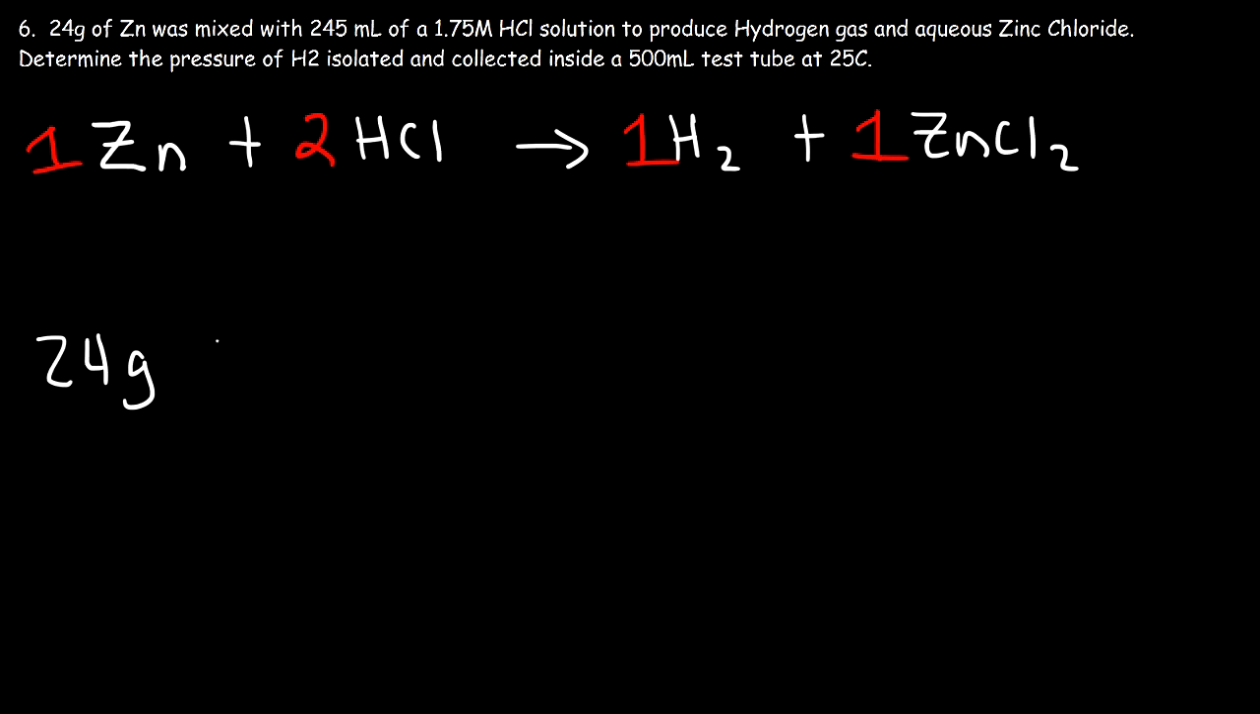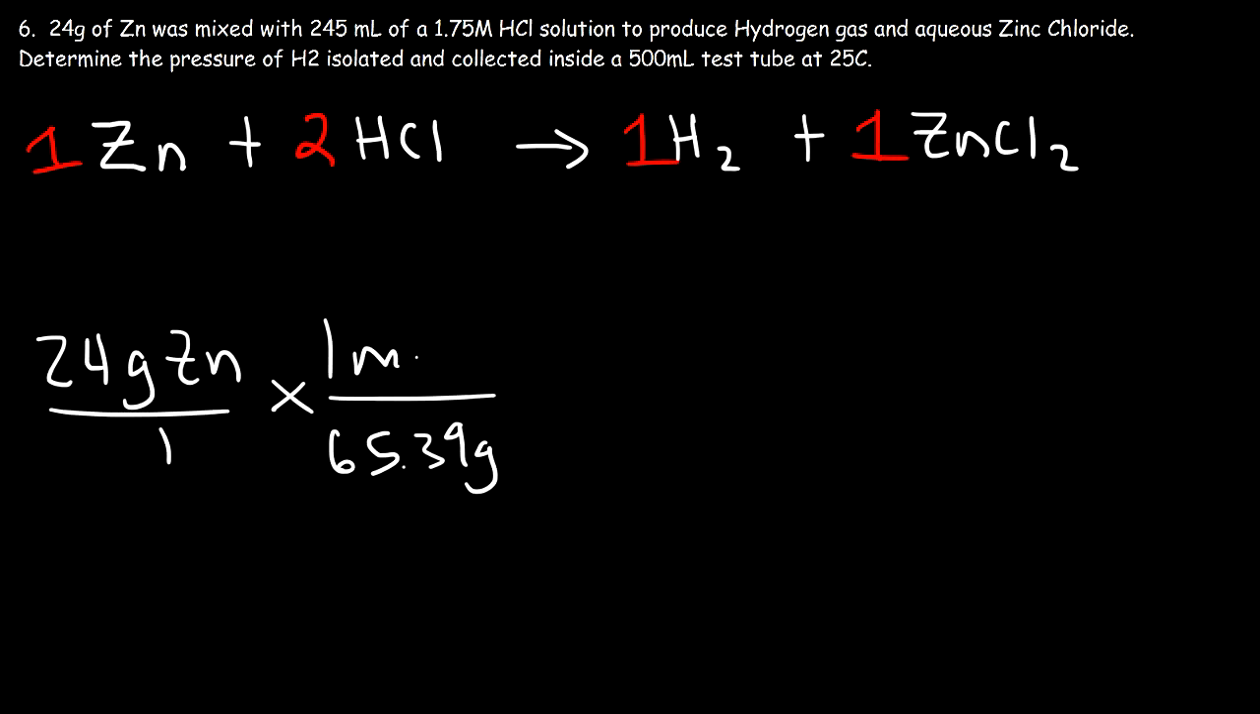We have 24 grams of zinc. And the molar mass of zinc is about 65.39 grams. So 24 divided by 65.39, that's 0.367 moles. So I'm going to put that here.